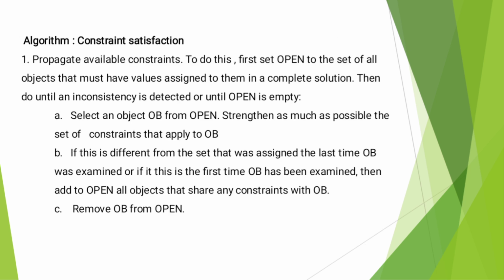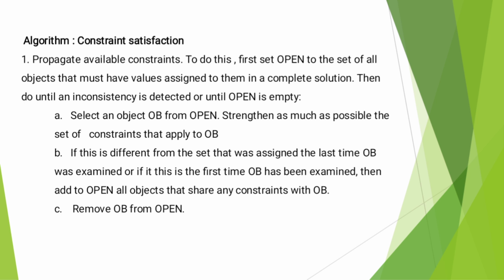The algorithm for constraint satisfaction problem is, first, propagate available constraints. To do this, first set open to the set of all objects that must have values assigned to them in a complete solution. Then do until an inconsistency is detected or until open is empty: select an object OB from open, and strengthen as much as possible the set of constraints that apply to OB.